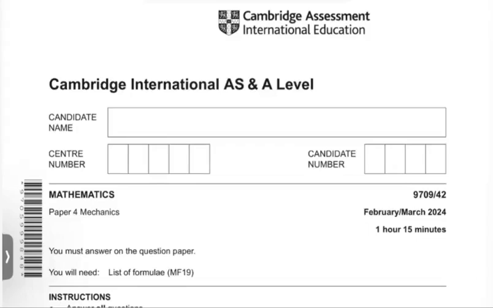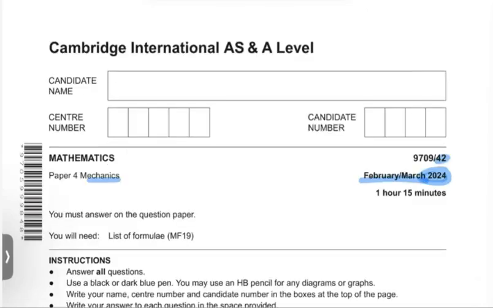Alright, today I am going to do the first paper of 2024 with you. So this is the February-March 2024. It's for mechanics and the zone is 4-2. Let's see what they've given us.